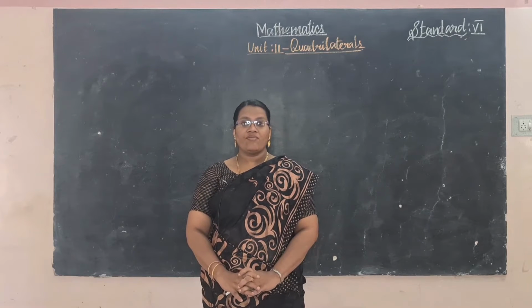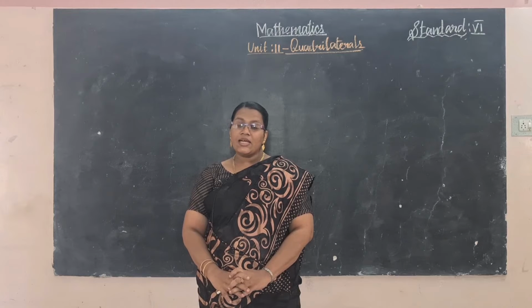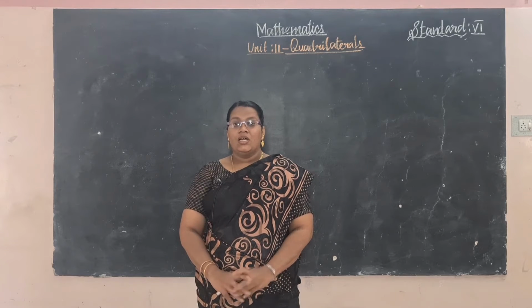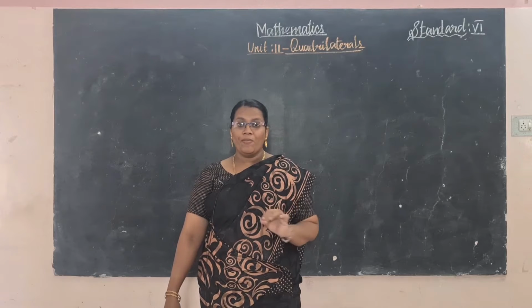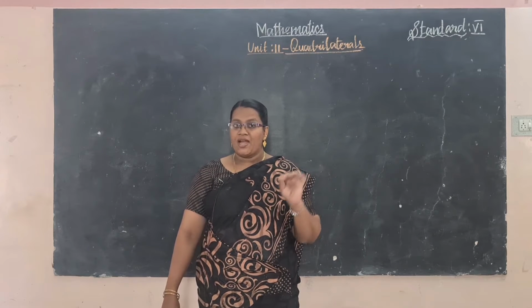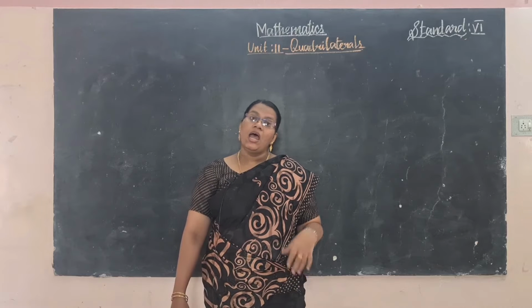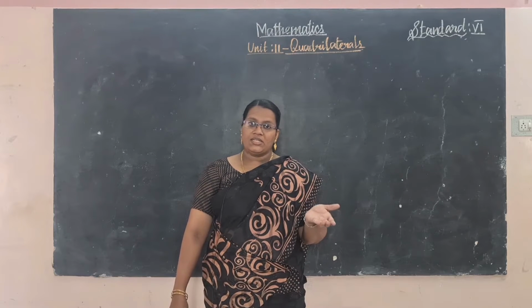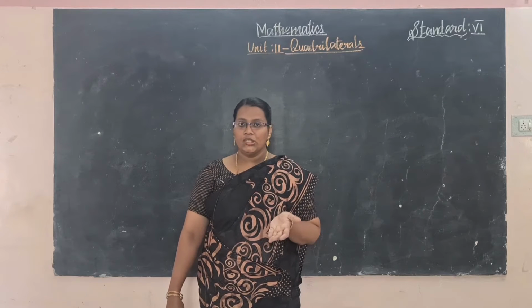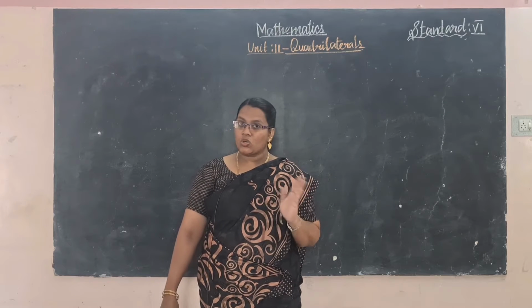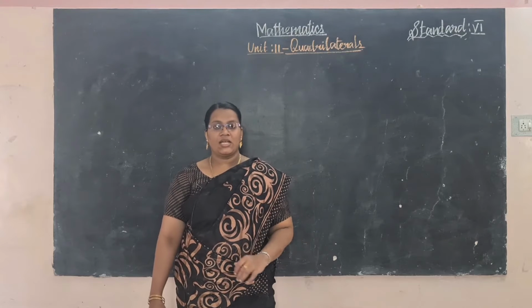What is the definition of adjacent sides? Adjacent sides means 2 line segments that end with a common point. Next one, opposite sides: 2 line segments opposite to each other are called the opposite sides.